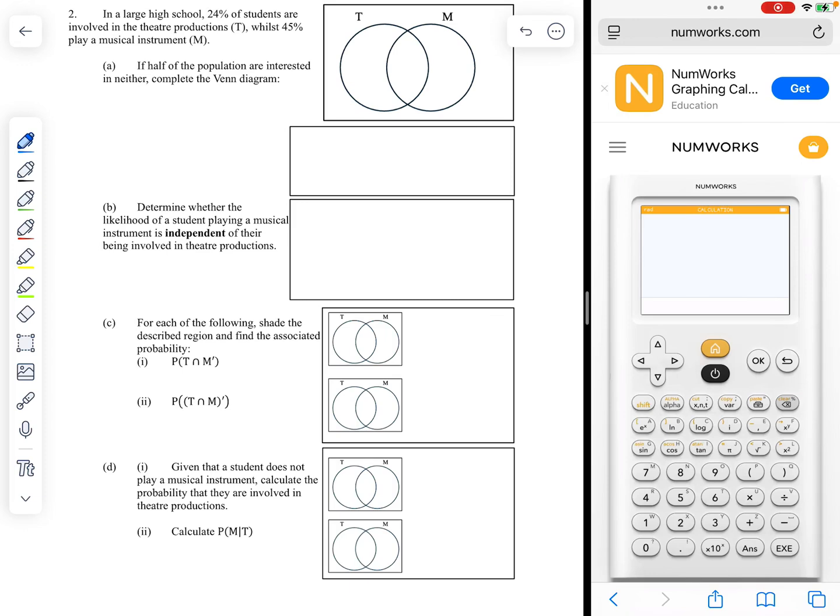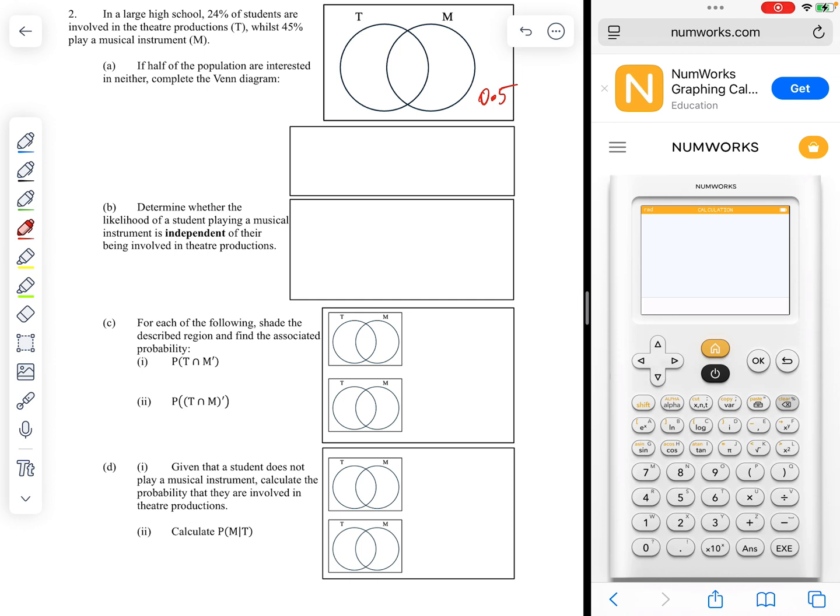Question 2. In a large high school, 24% of students are involved in the theatre productions, whilst 45% play a musical instrument. A. If half of the population are interested in neither, complete the Venn diagram. So, if half are interested in neither, we know that 0.5 lie in the region outside.